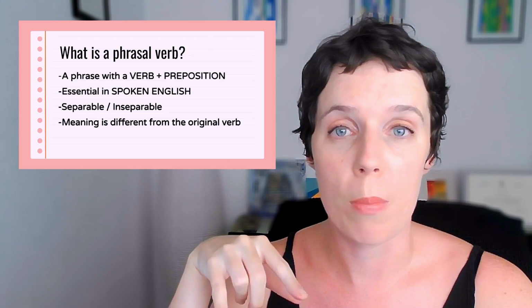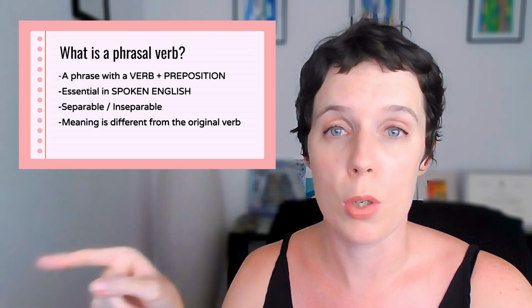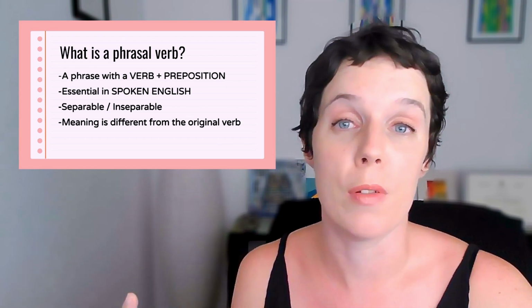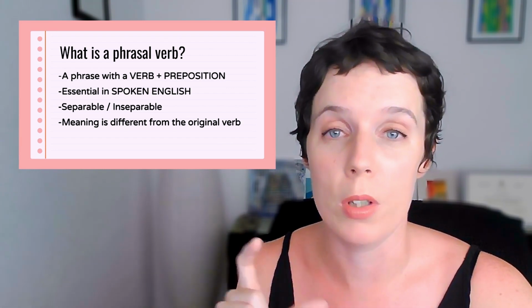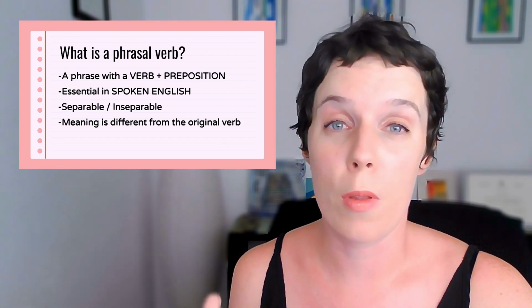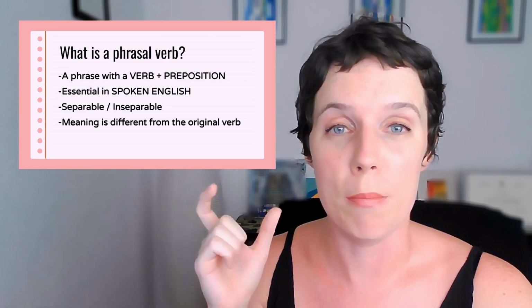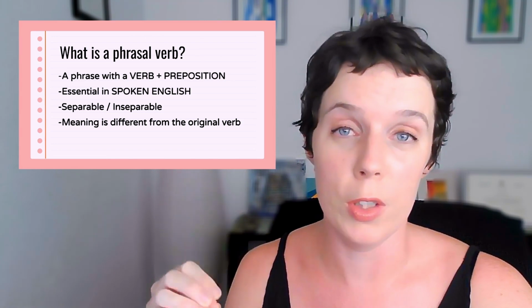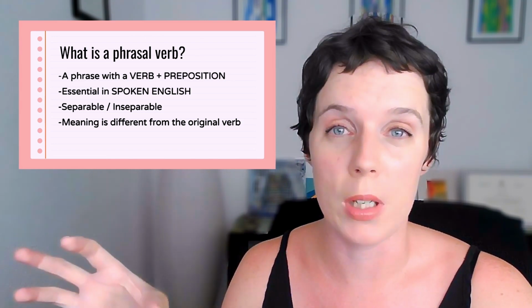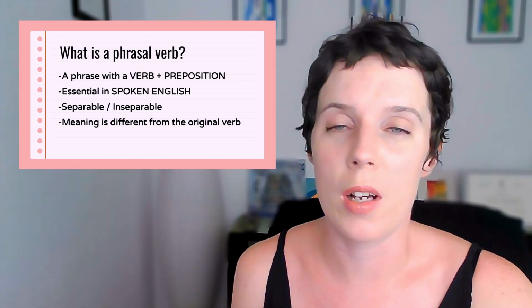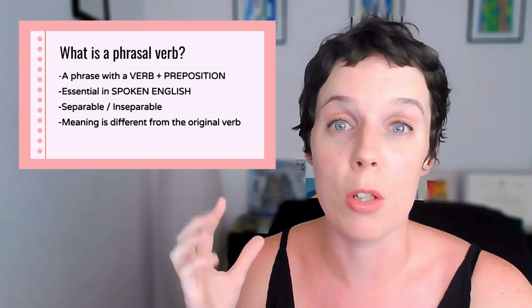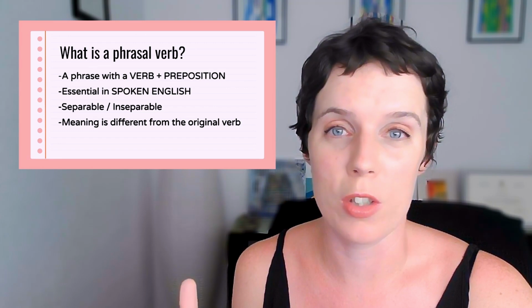They can be separable or inseparable, which means you can put a pronoun in the middle of that verb and preposition, like, for example, turn somebody on or turn on somebody. They both have different meanings depending on where you put the preposition. And another difficult thing about phrasal verbs is that the meaning is different from the original meaning of the verb. So they have completely different meanings, and often you can't find a synonym or one word that's the same in your language. So that's why they're so tricky.